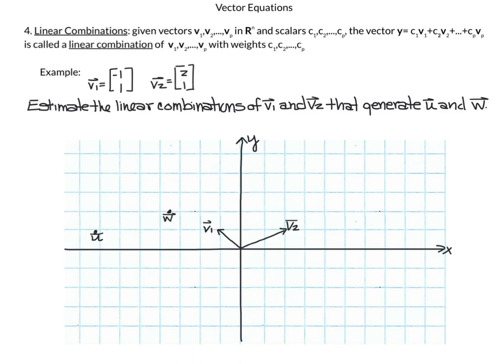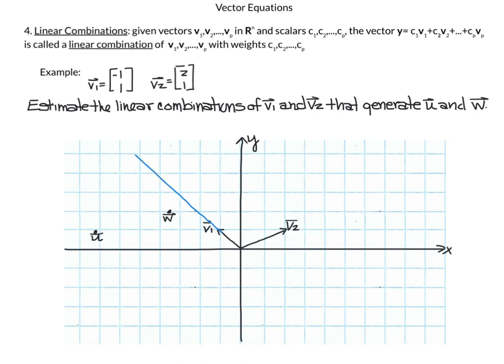So what we want to know is how can we scale these two vectors, possibly with negative numbers. Actually, we need to go negative to get to this negative u. How can we scale these two so that we can get the vectors u and w? So the idea is somehow I want to scale v1, and then I want to scale v2. So let me start with v1. I'm just going to extend it.